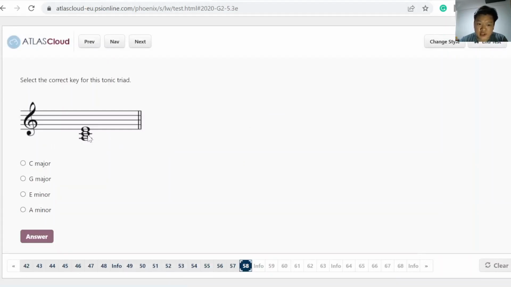Okay, so that's the ledger line, so take note, middle C, go down again, so this is an A note. Don't confuse it as a C note, correct? It's an A note, so it's A minor.